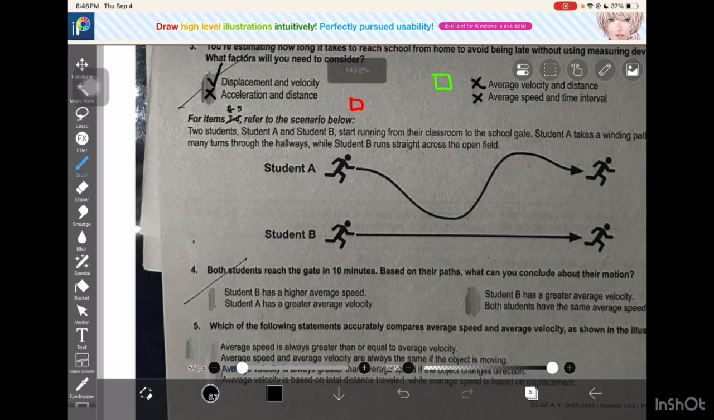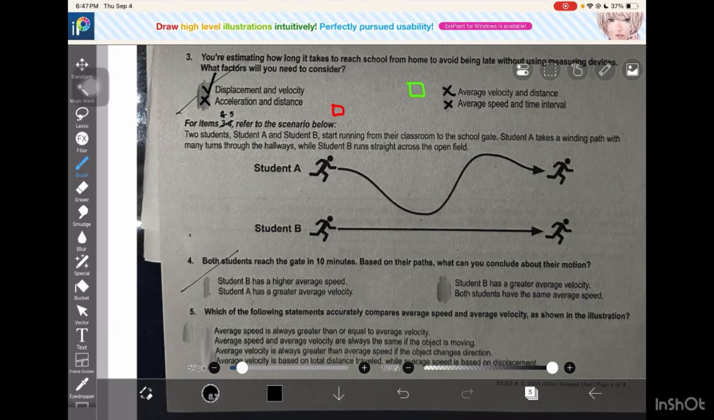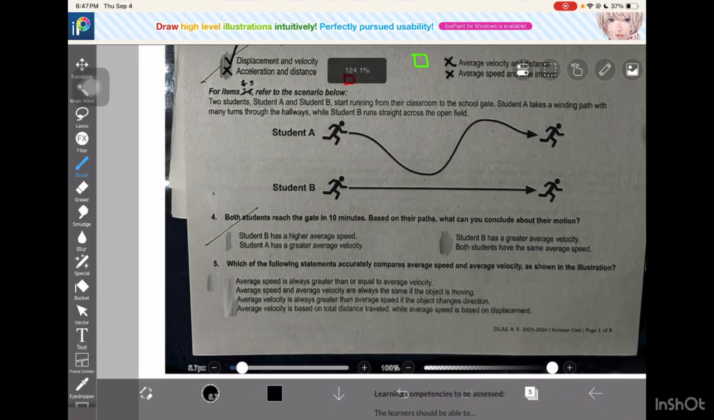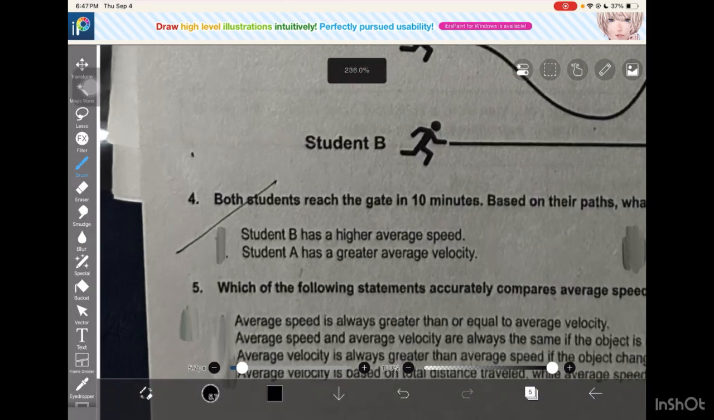For items 4 to 5, refer to the situation below. Students, student A and student B, start running from their classrooms to the school gate. Student A takes a winding path with many turns through the hallway. Student B runs straight across the open field. Both students reach the gate in 10 minutes. Based on their paths, what can you conclude about their motion?